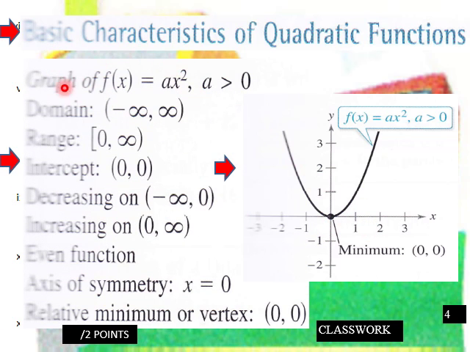And then for this graph here are the characteristics of it. Domain is negative infinity, positive infinity. Here's your domain. Your range is from 0 to infinity. This is your range. Decreasing on negative infinity, 0, so it's going from left to right. And then it increases here from 0 to infinity. It's considered an even function. And the axis of symmetry is x equals 0, so your y-axis is your axis of symmetry, and the relative min or vertex is 0, 0.